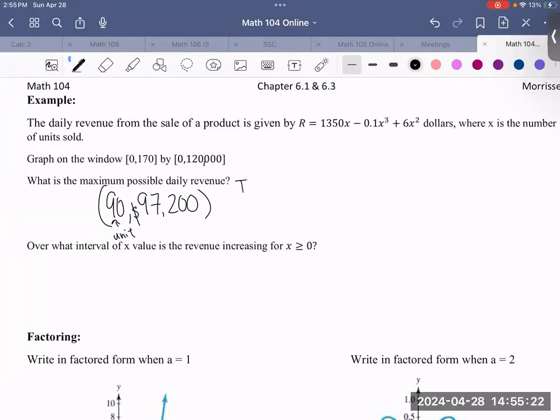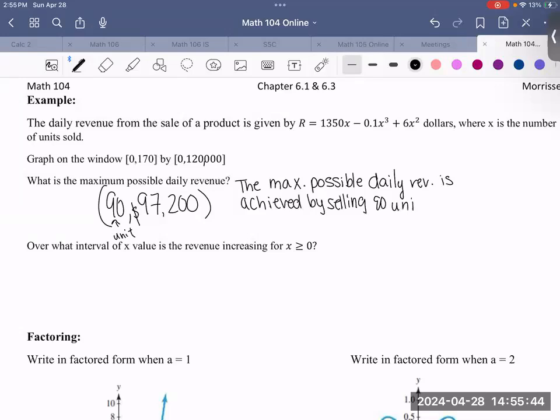Well, we could say the maximum possible daily revenue is achieved by selling 90 units to get a revenue of $9,200. So something like that to bring meaning to your work.